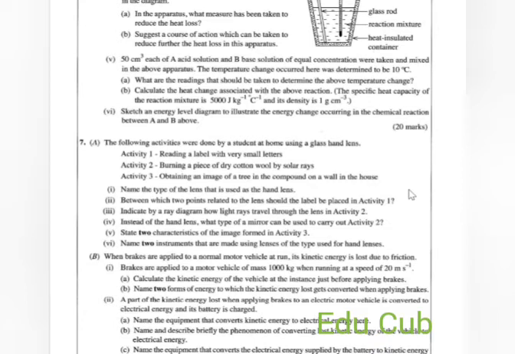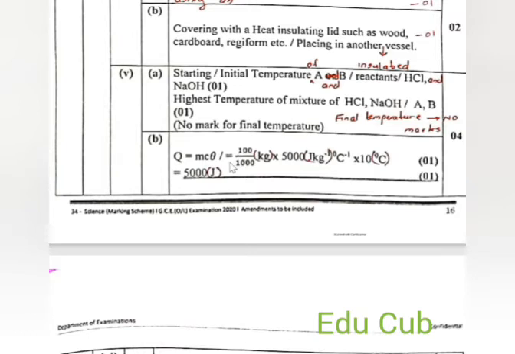Okay, sixth one is sketch an energy level diagram. Part B. Calculate the heat change associated with the above reaction. So you have to calculate it. Here, Q is equal to mc theta. So m is 0.1 kilogram. The heat capacity is also given. Temperature change is also given. So the answer is 5000 joules.